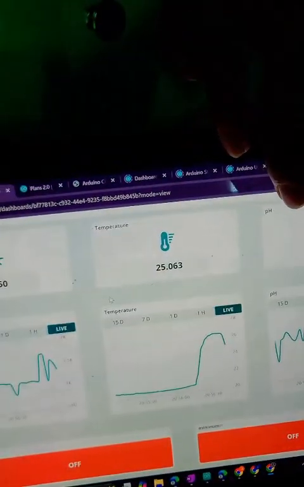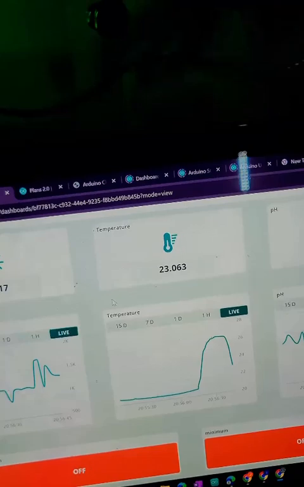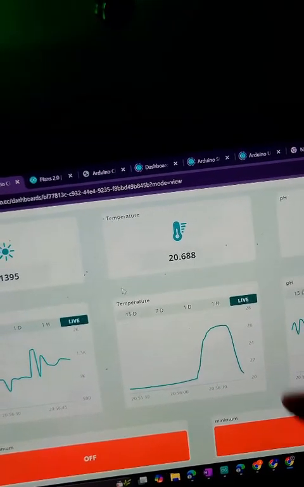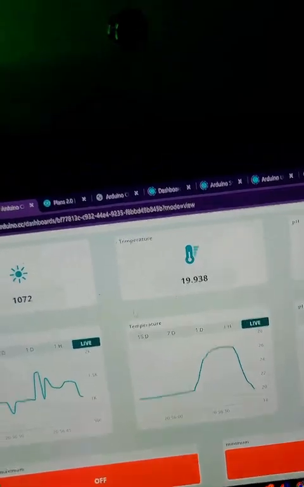The temperature should go down. You see that? Another response of my system is that when the temperature goes too low, below 18 degrees Celsius, the system should turn red.